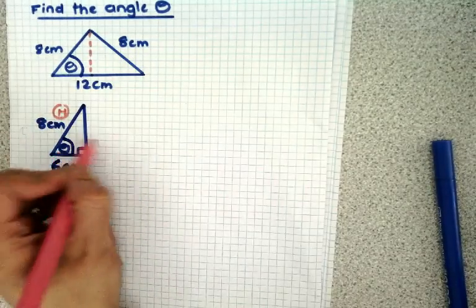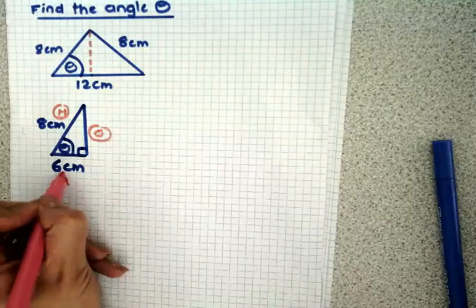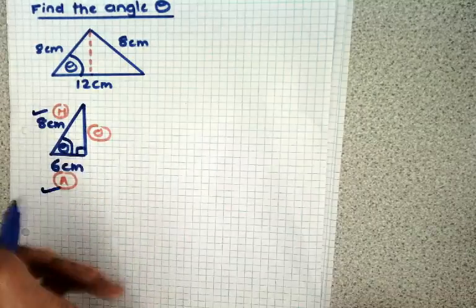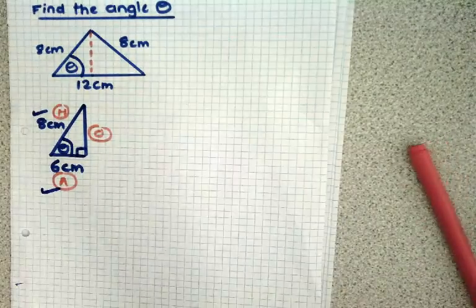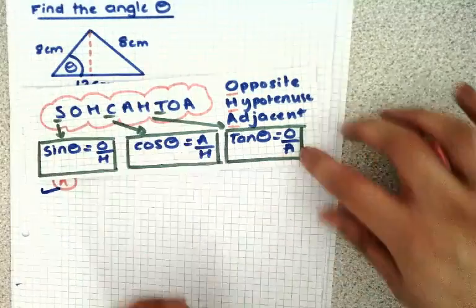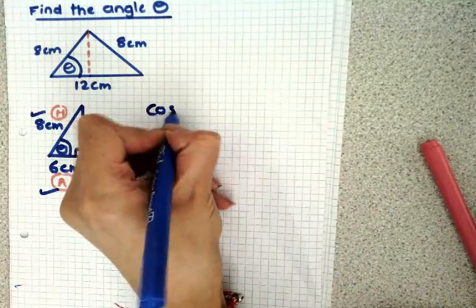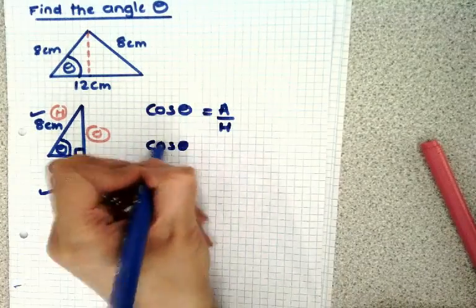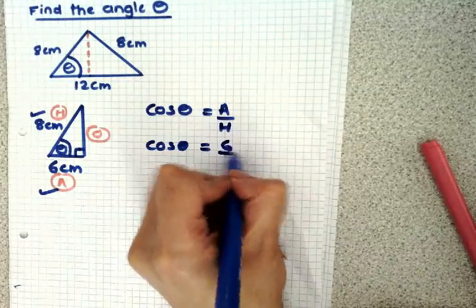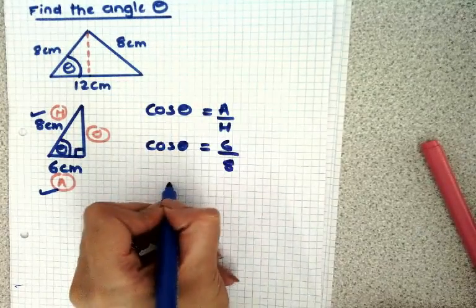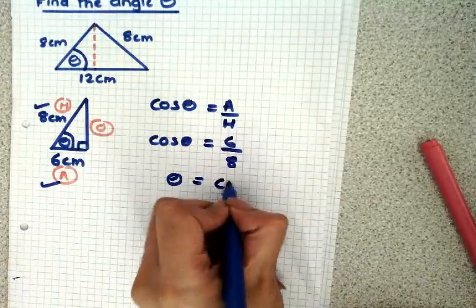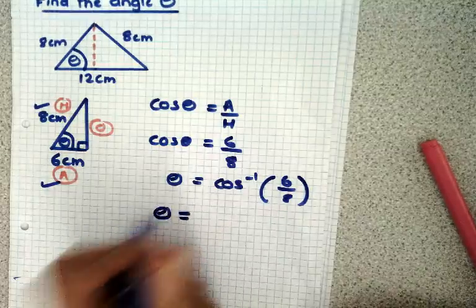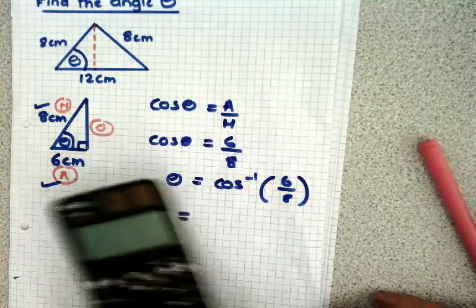Hypotenuse, opposite the angle, adjacent. So I'm going to choose sine, cos or tan by choosing my sides first. A and H. A and H is to do with cos. So cos theta is A over H. Cos theta is A is 6 over H is 8. Get theta by itself. I'm going to type that into my calculator and then round it to 1 decimal place.